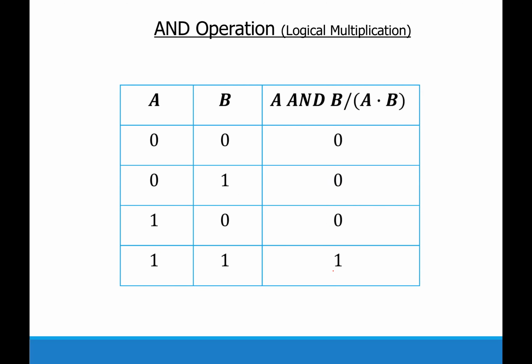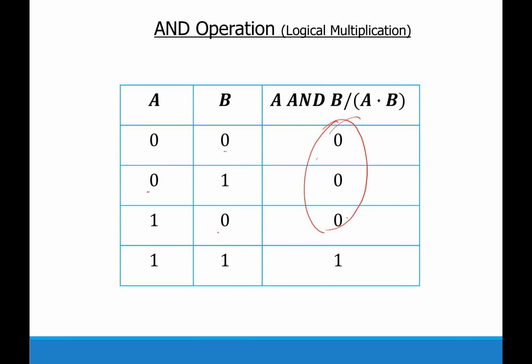And remember that if we take an AND operation, if at least one input is equal to 0, the output is equal to 0. If at least one input is equal to 0 like this, you can see the output is equal to 0.